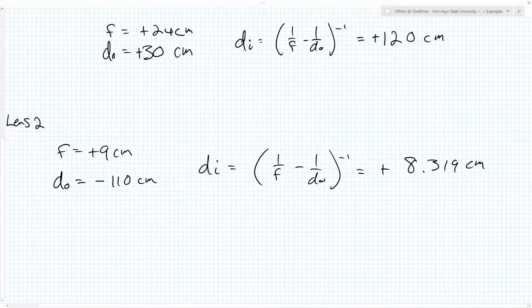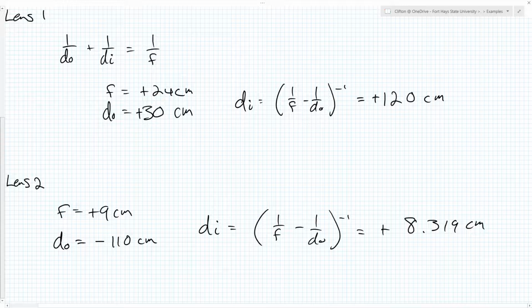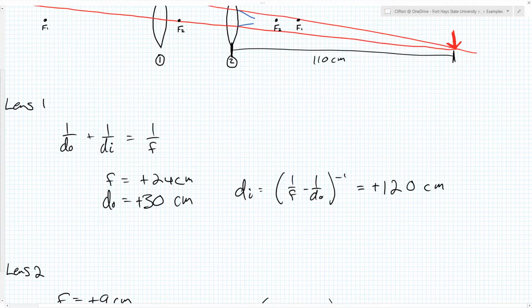And that's a positive image distance. And when I have a positive image distance, it means that the image was formed on the side of the lens that light is going to. So just because the object distance was negative, right, the object is on the back side of the lens, it doesn't change the sign convention for the image distance. Since that image distance is plus 8.3, that means that the image is going to be formed somewhere around here. Let's see here. This is 9, so it's probably going to be formed somewhere around here.